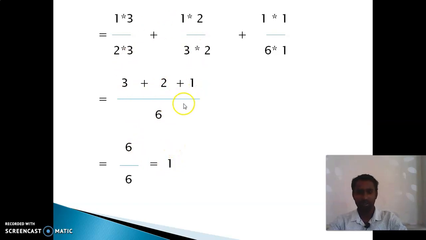Do you know how to find it, students? Can you understand this method? Simply we have to change the denominators to the same value. Otherwise you can use the cross multiplication method: first reduce two fractions and then add. That also gives the same correct answer.